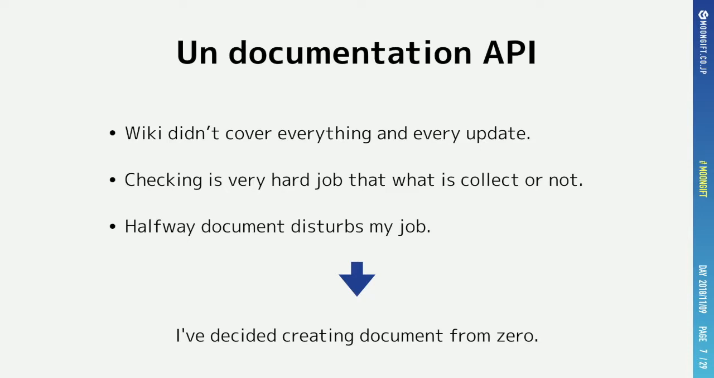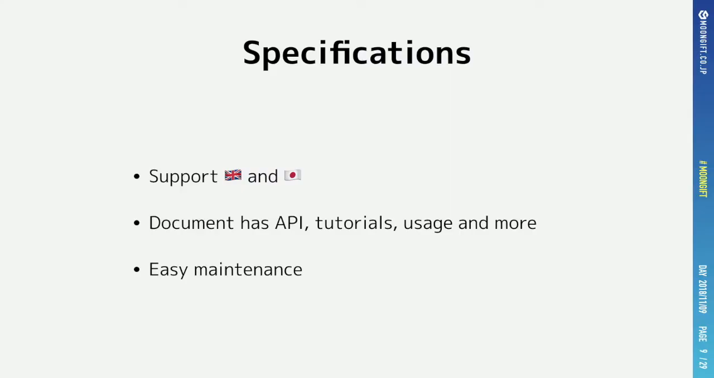So I proposed to my client creating a new document from zero, one that has easy maintenance. I said halfway documents disturb my work, and they will cheat our developers. Next, I will talk about the document specs. Their documents need to support two languages, English and Japanese. The documents have more content than just APIs, like tutorials, FAQs, getting started, and more. And sure, they want it to be easier to manage their documents.